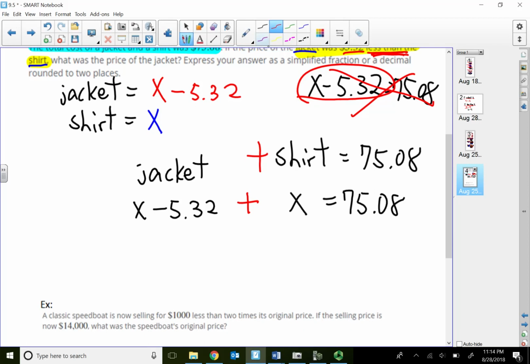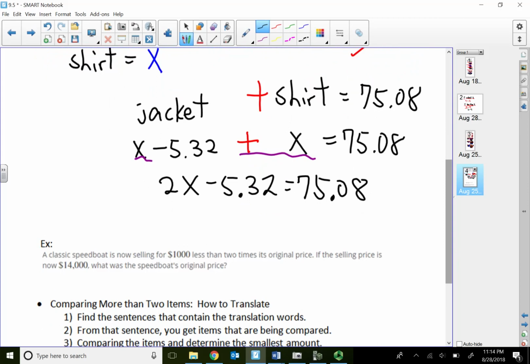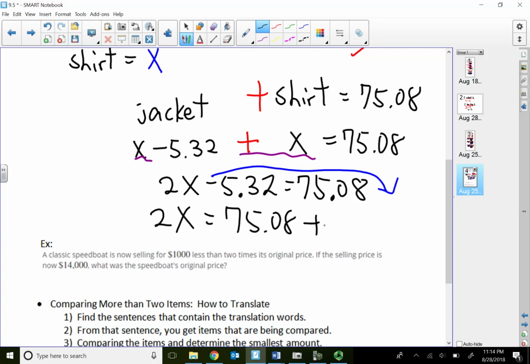All right, let's solve this equation. x plus x is 2x. Negative 5.32 still here, equal to 75.08. So in modules 9.1, 2, and 3, I show you how to solve equations involving decimals, where we use a lot of calculator, because by now, knowing how to use a calculator does make things a little bit easier. So move the negative 5.32 to the other side. That would be 2x equal to 75.08 plus 5.32. I'm going to write it out for you.